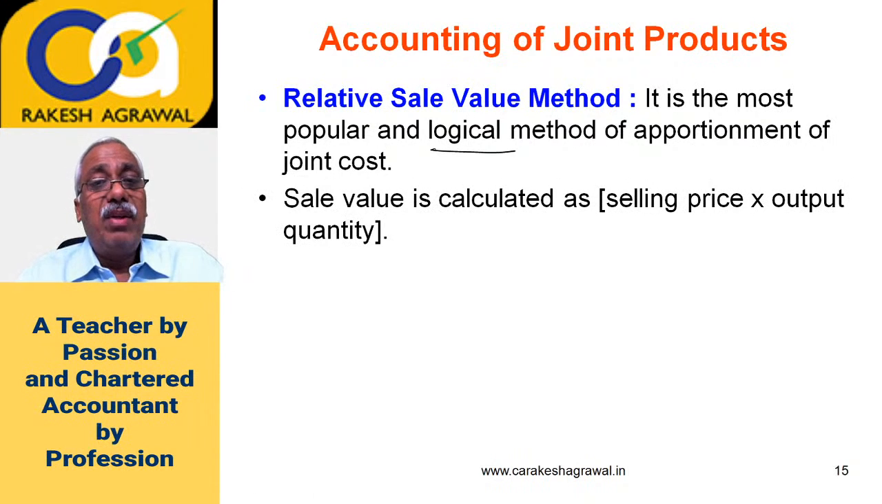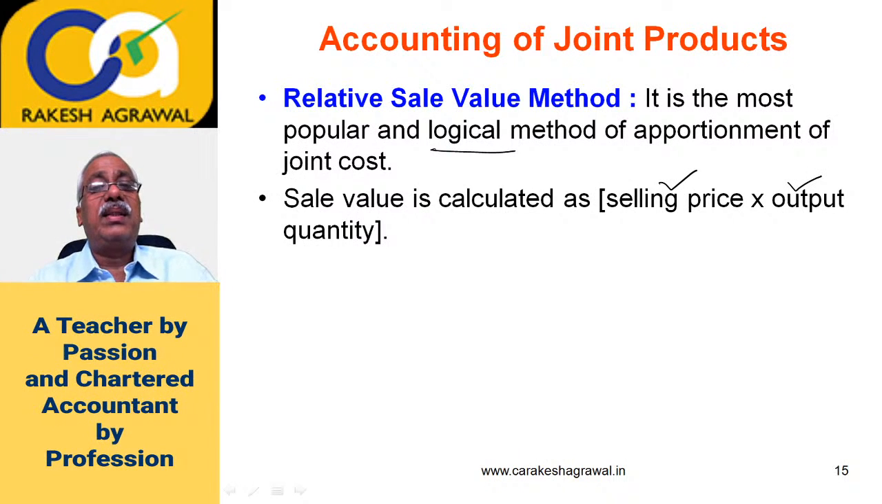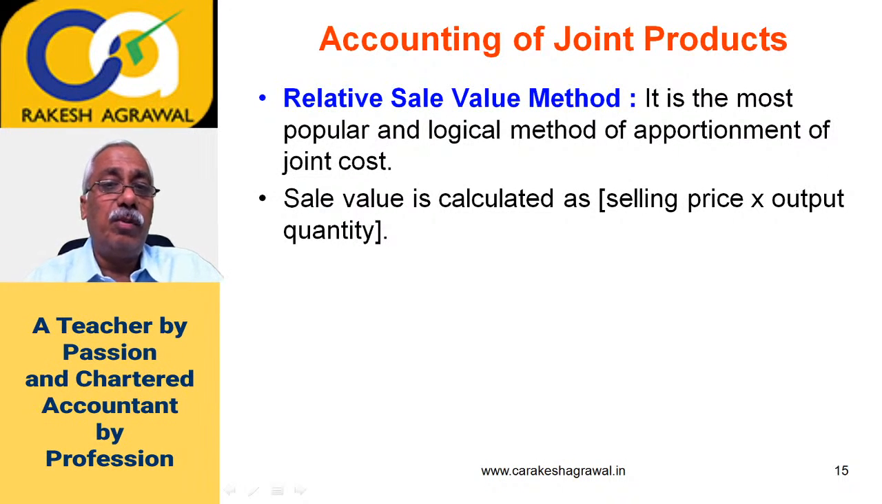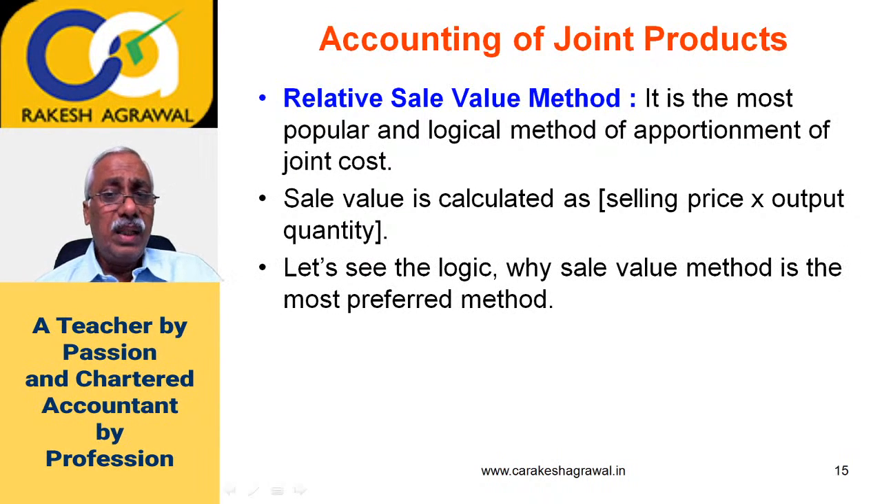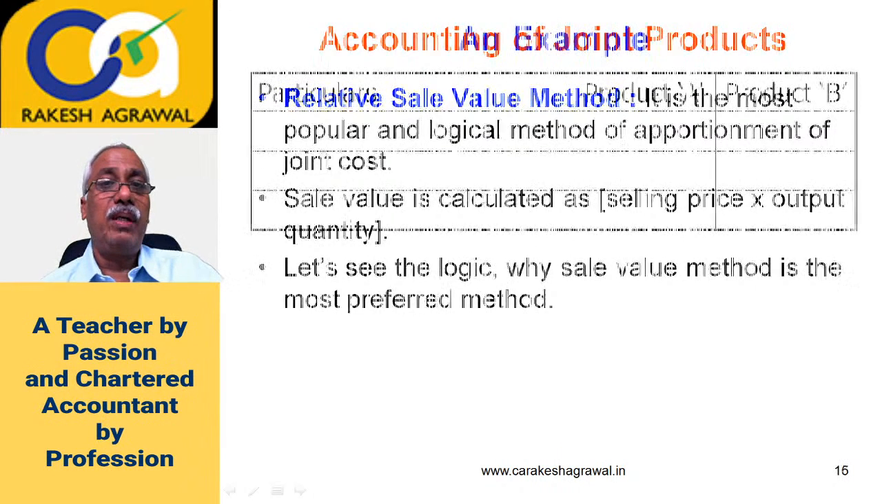Now how is the sale value of a product calculated? Sale value is the selling price. Please remember, when we use the word selling price, it is selling price per unit. So selling price per unit into that output quantity, you will get the sale value of that product, the value at which that product can be sold, selling price into output. Now let's see the logic why sale value method is the most preferred method, means a better method than output or quantity method.